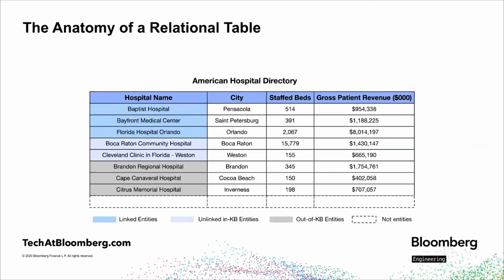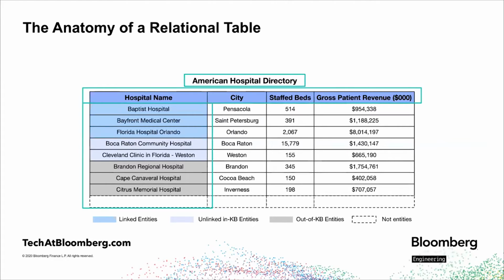Here is an example to show what we have inside a relational table. American Hospital Directory is the table caption. It tells what content or semantics the table has. Then the headings: hospital name, city, staff base, and growth pension. These are all the headings. And also the key column, which is aligned leftmost, but is not necessarily always the leftmost column. It lists all the hospitals that this table is talking about.